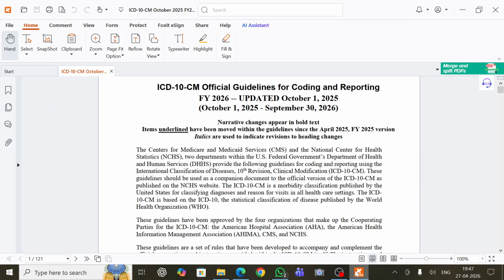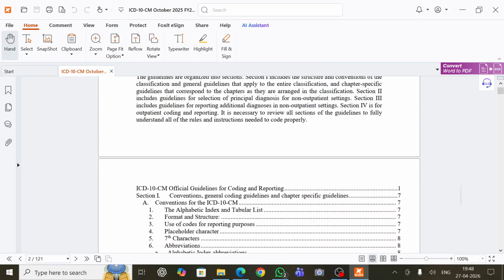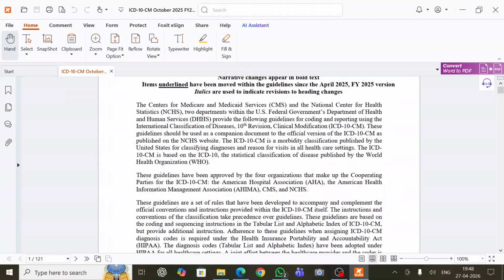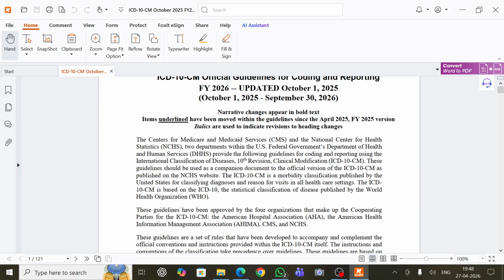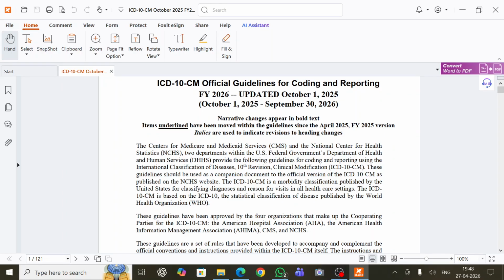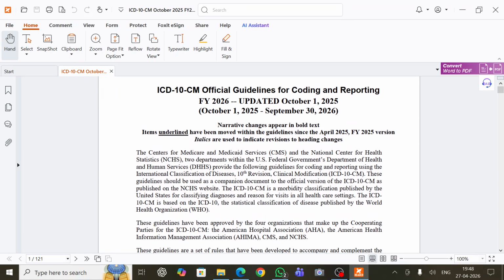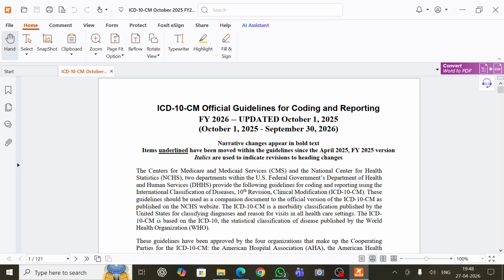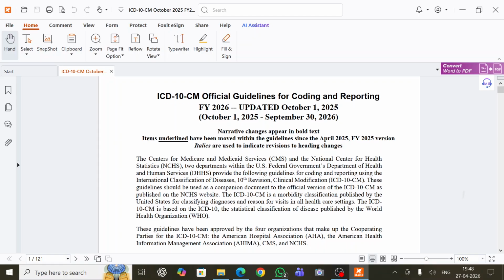In this section we will check the ICD-10-CM official guidelines for medical coding and reporting. We will look at just an overview of the ICD-10-CM. ICD-10-CM is the International Classification of Diseases, 10th Revision, Clinical Modification.